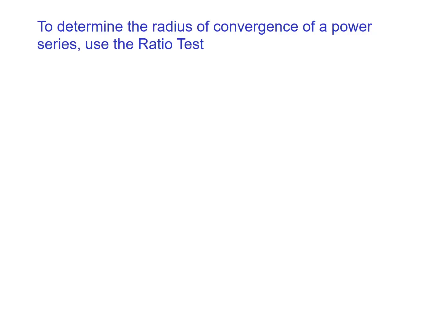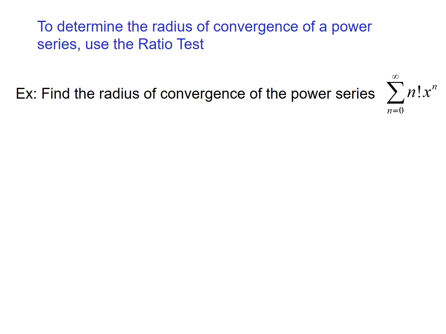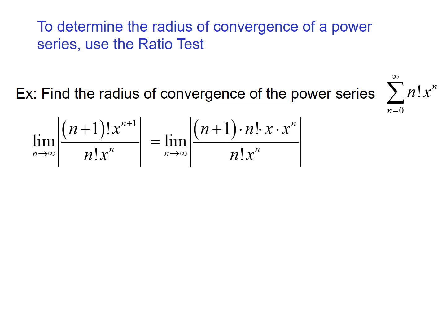All right, if we want to figure out what the radius of convergence is, we use the ratio test. So we want to find the radius of convergence of this power series. So let's use the ratio test. Increase n by 1. Simplify. We can cancel some things out here. That x can come to the outside because it doesn't depend on n. And the limit as n goes to infinity of n plus 1 is infinity.